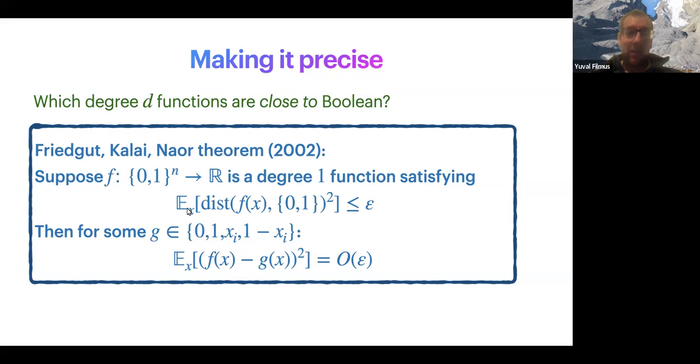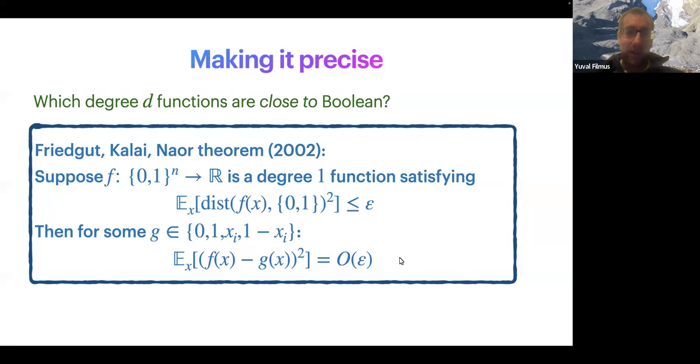Okay, and you have to add this noise so that the function remains degree 1. This might be a bit difficult. So if you have a function f like this, which is degree 1 and it's close to being Boolean in this sense, then the only explanation is that there is a genuine Boolean degree 1 function, g, to which f is close. Okay, and how close? Order epsilon, and if you want, you can even get a better bound, but this will be good enough for us.